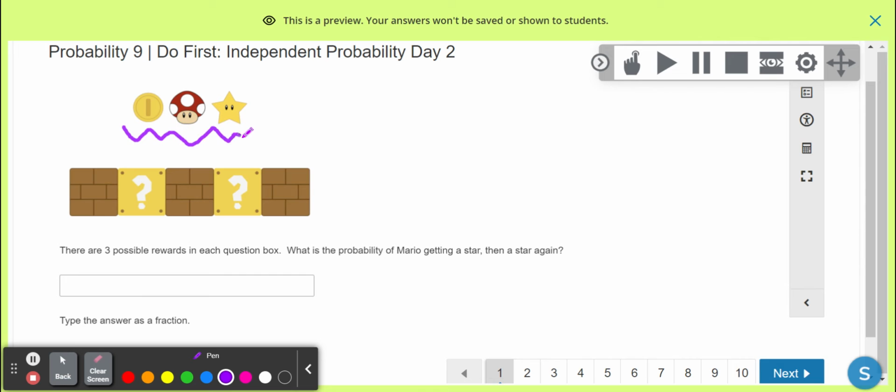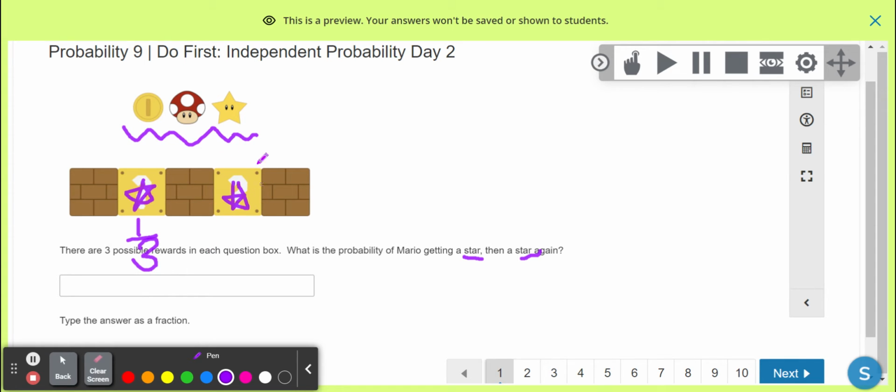So we're going to just say that there's these three things right now. Yes, technically there could be like a flower power, but we're going to just say that there's these three to keep it simple. So what is the probability that Mario gets a star first in this box and then gets a star again in this box? Well, for this box, the star is one of the three possibilities. So we'll say that has a 1/3 chance of happening.